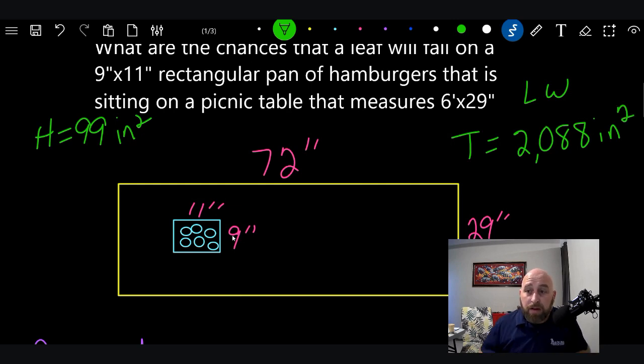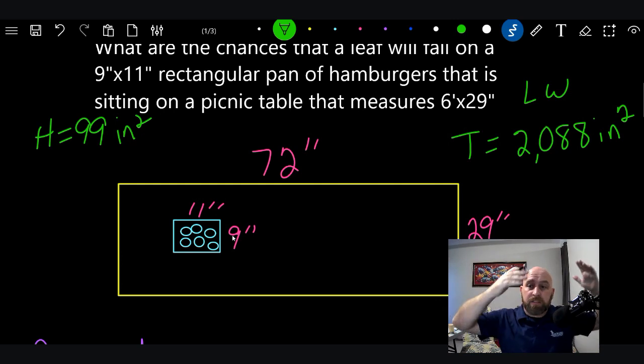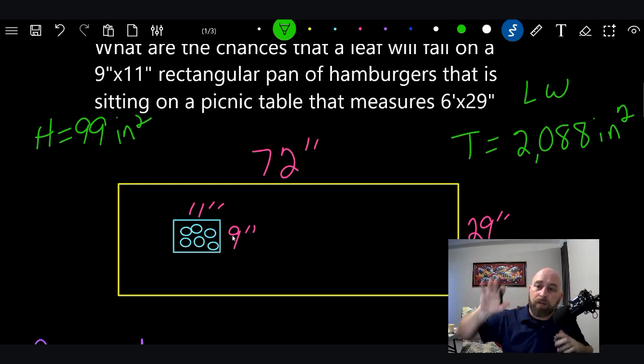All right, so now the leaf is falling down from the sky, blowing around, and it's going to land somewhere on the table. This is not taking into account that the leaf could fall on the ground. There's a 100% chance that the leaf is going to land on the table. That's not reality, but that's for our example. So the leaf is falling down. What are the chances it's going to land in the hamburgers? That would be tragic, wouldn't it? Wouldn't you hate to get a leaf on your hamburger? I would. But anyways, what are the chances?